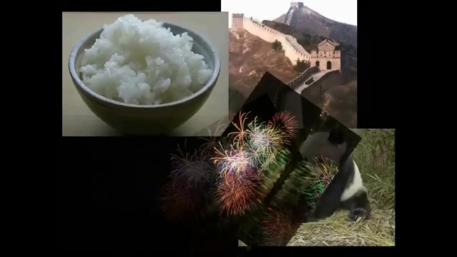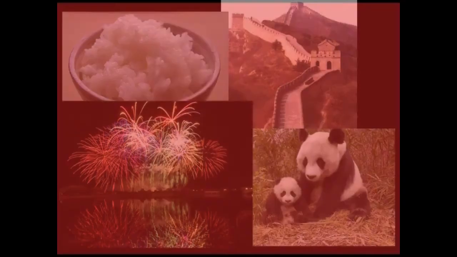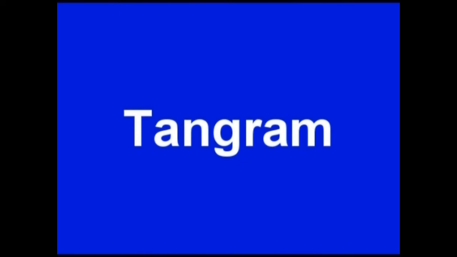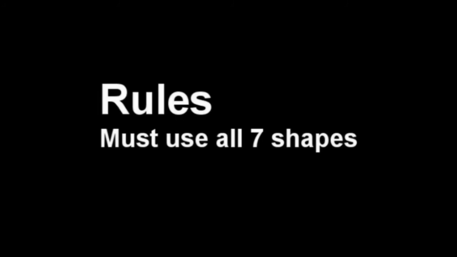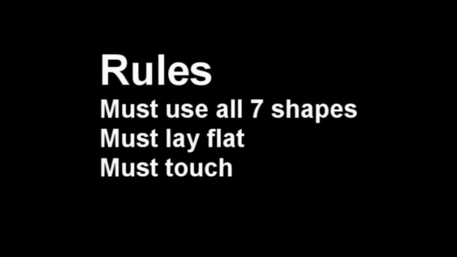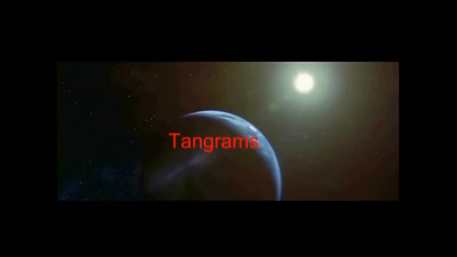The Chinese, famous for walls, rice, pandas, and fireworks, created a game and a way of telling stories using polygons. Tangram consists of 7 polygons, which are put together to form shapes. The 7 polygons are 2 small, 1 medium, and 2 large right triangles, and a square and a parallelogram. The basic rules are, you must use all 7 shapes, they must lay flat, they must touch, and none may overlap.